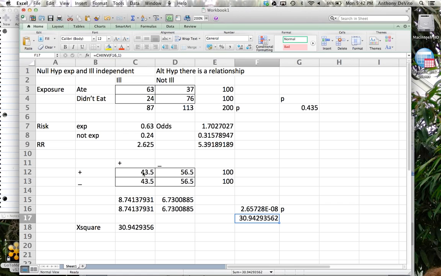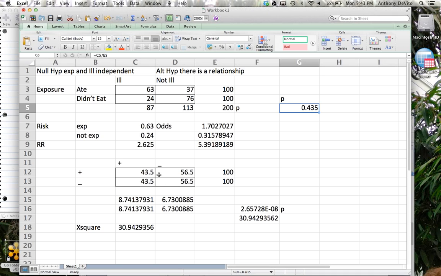I got the expected values again. Let me just go over it one more time. I got the expected values by figuring out what's the prevalence, what's the rate at which this entire population gets sick. There's 200 people, right? 63 of them, 87 of them got sick. As it happened, 63 ate the tuna, 24 didn't eat the tuna, but overall, 87 people got sick. So overall, in this population, 87 out of 200 people, or 43.5% of the people, got sick.